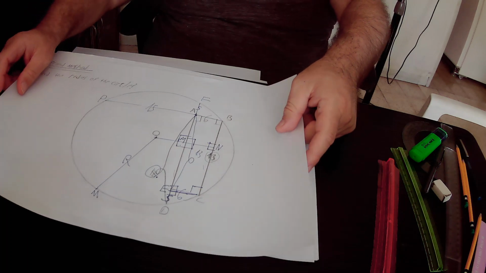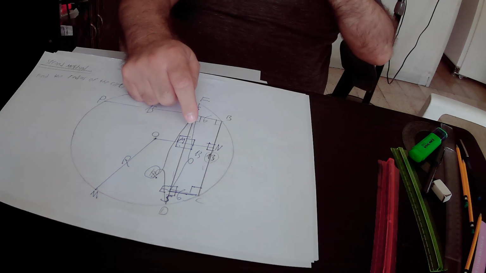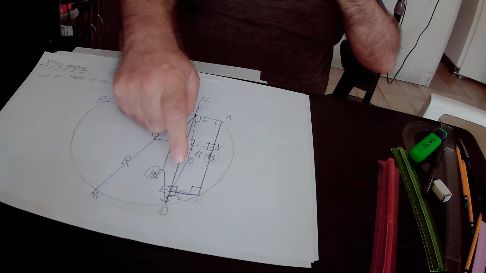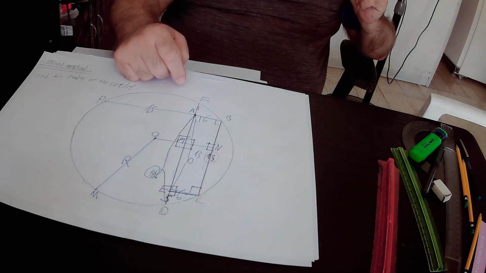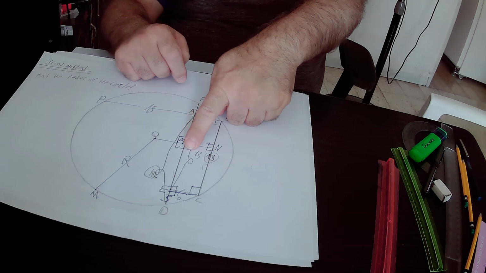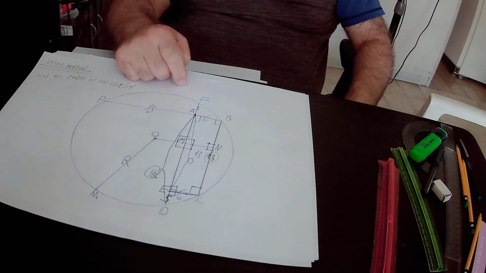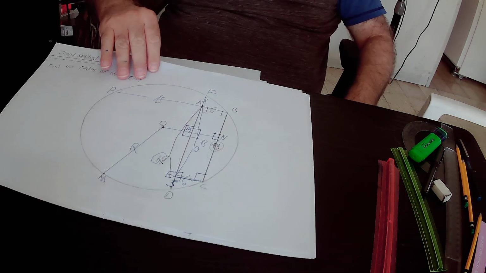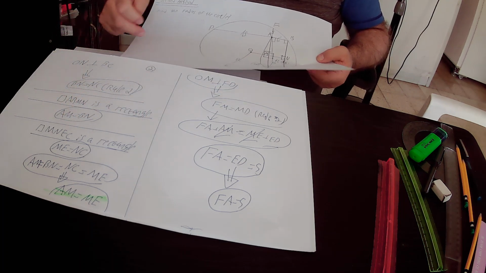Likewise, we focus on quadrilateral MNEC. In this quadrilateral, we have 1, 2, 3 right angles. Okay, and therefore the fourth angle must also equal 90 degrees. And actually in quadrilateral MNEC we have 4 right angles. Any quadrilateral that has 4 right angles must be at least a rectangle, so we regard quadrilateral MNEC as a rectangle because it has 4 right angles.